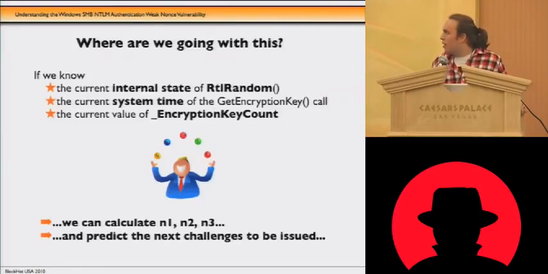So if we know the internal state of the Rtl Random function, the current system time, and also the value of the encryption key count, we can calculate all the numbers returned by the Rtl Random function, and we can predict the challenge to be issued in the future.